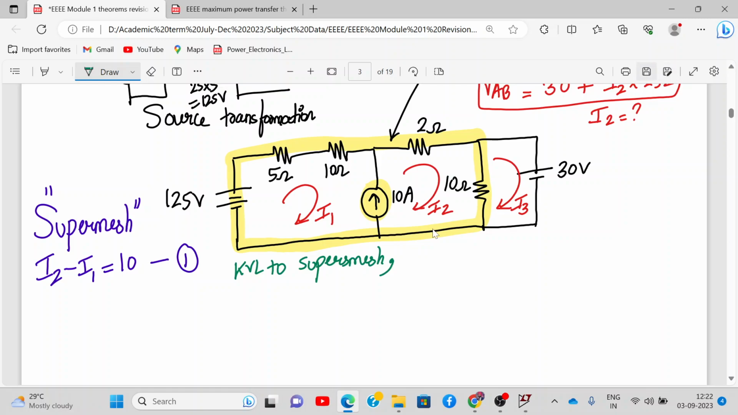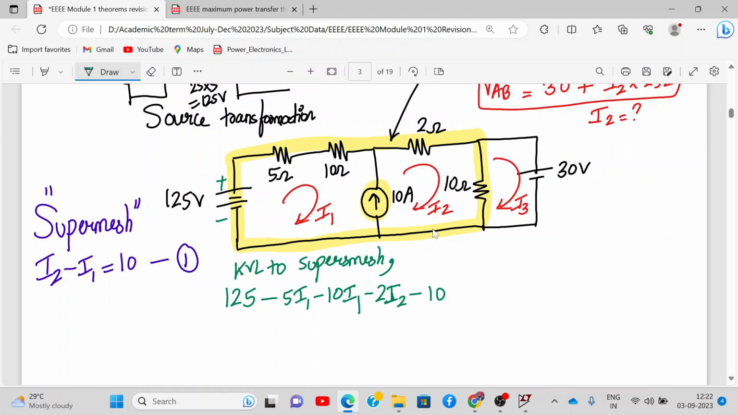Okay, now let me know. Only follow the red color box. Okay, now here, let me know. 125, right? 125 minus 5 I1 minus 10 I1, then minus 2 I2, then minus what will come over here? Minus 10.